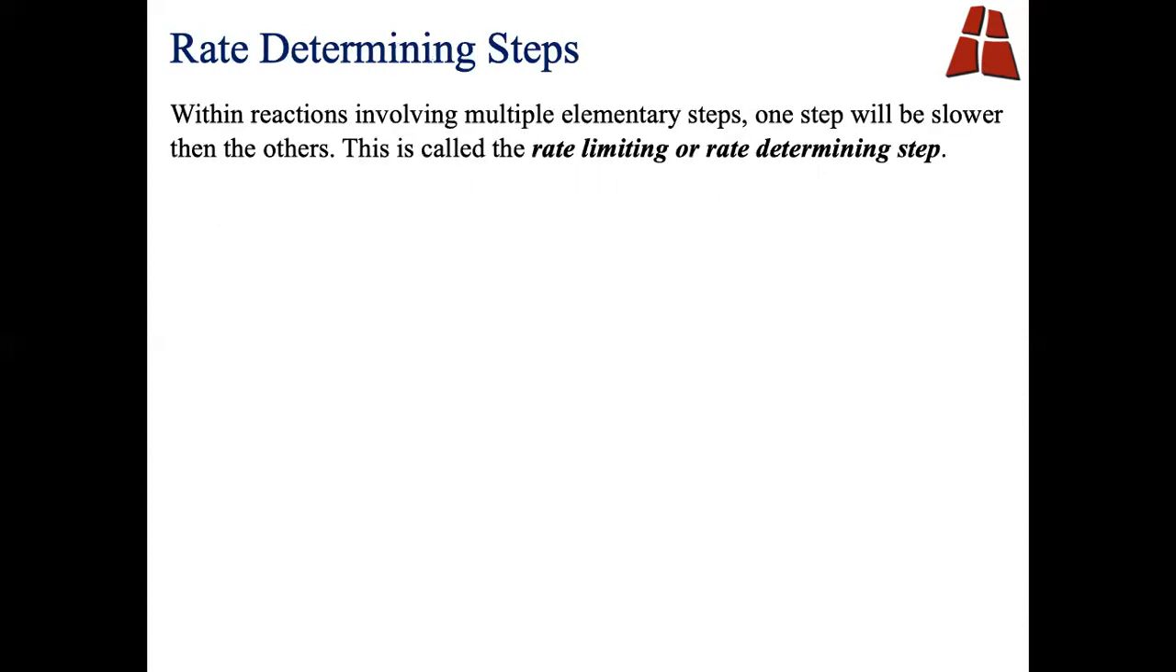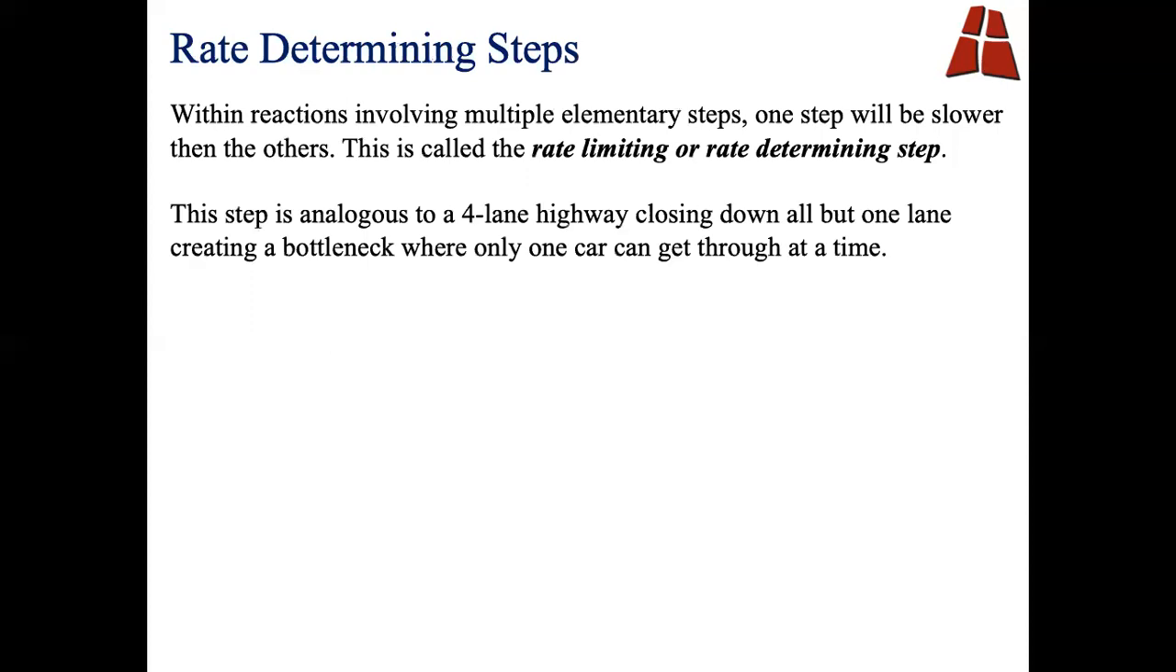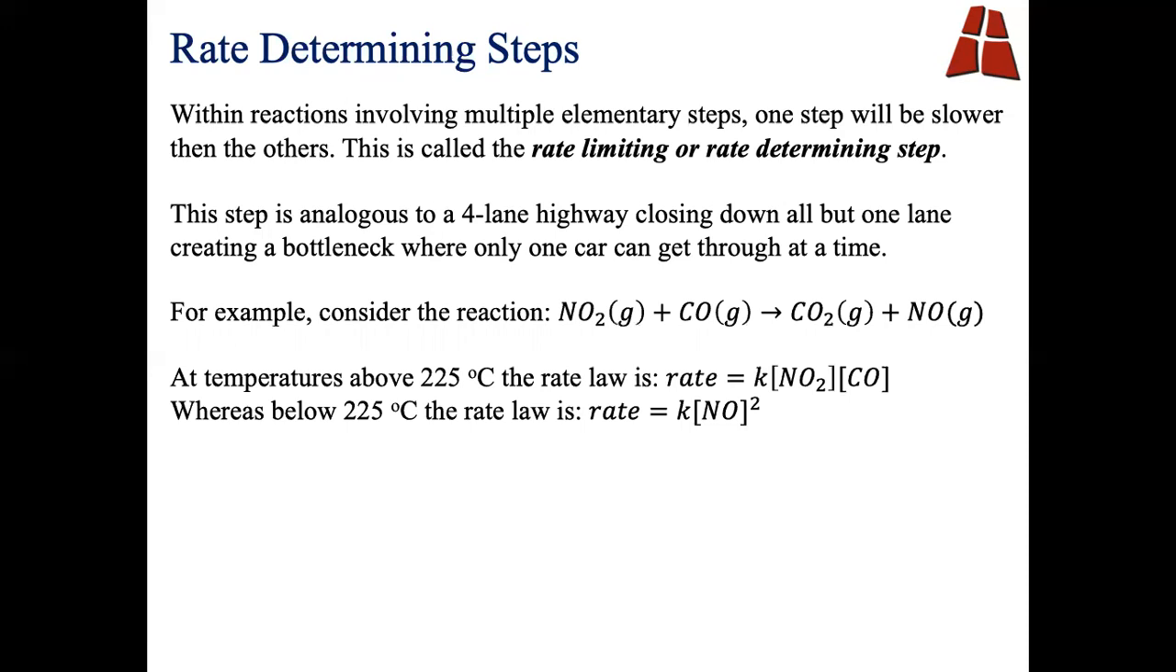Right, so within each mechanism, one of our steps will be the slowest, and this will be called the rate determining step. I like to think of this as an analogy. Say we're in Southern California, we have a 4-lane highway closing down all but one lane. That will create a bottleneck where only one car at a time can get through. And so if we shift that into chemical terms, say we have NO2 plus CO yields CO2 plus NO. At temperatures above 225 degrees Celsius, this would be our rate law, whereas below it would be k NO2 squared.